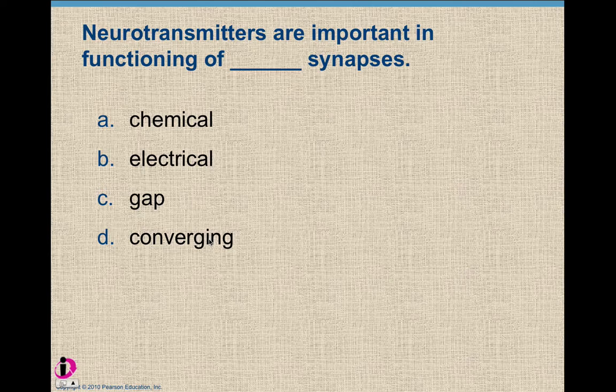Neurotransmitters are important in functioning of what type of synapse? So what is a neurotransmitter? Is it an electrical signal? No, it's not. It's a chemical signal.